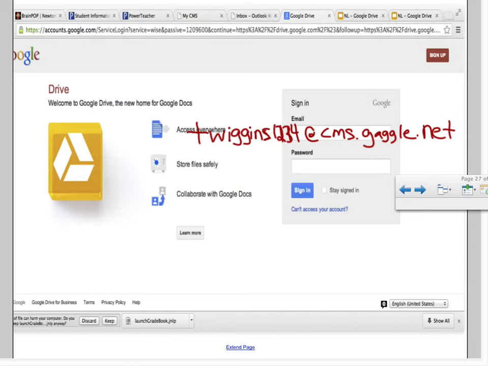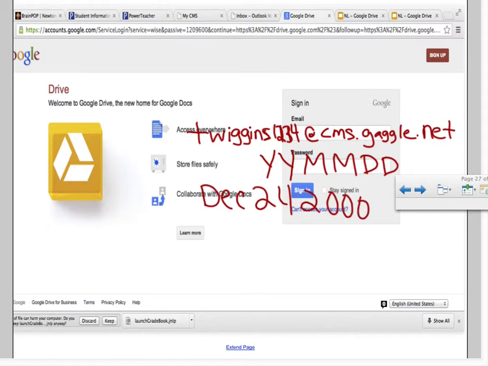Your password? Don't write this yet. It is the year, month, and date of your birth. So Seth, for instance, your birthday is December 24th, 2000. Your password, the year is 2000, but you're only doing the last two digits, so it's 00. The month is December, so that's 12. And the date is 24. So that is your password.